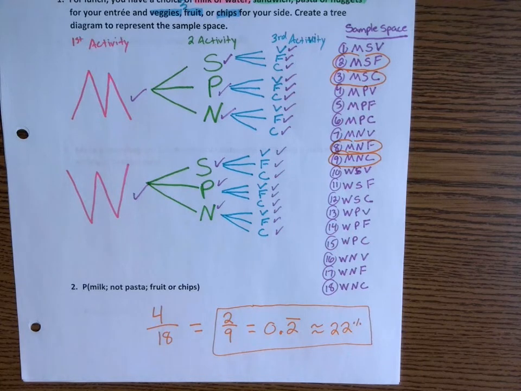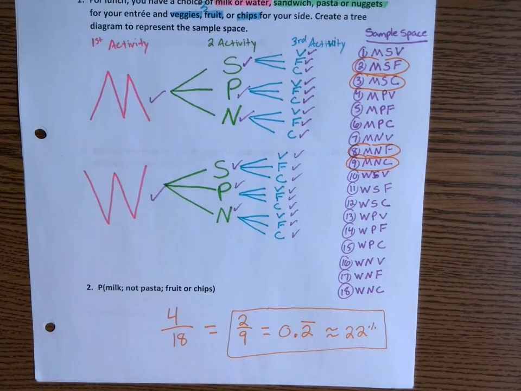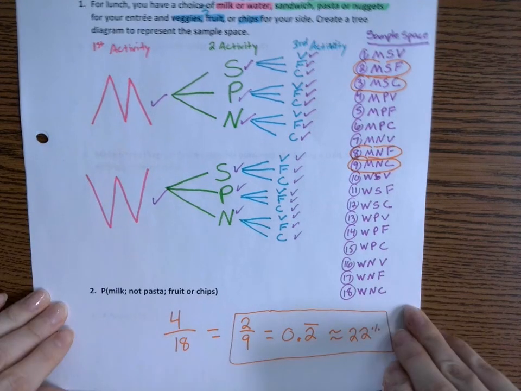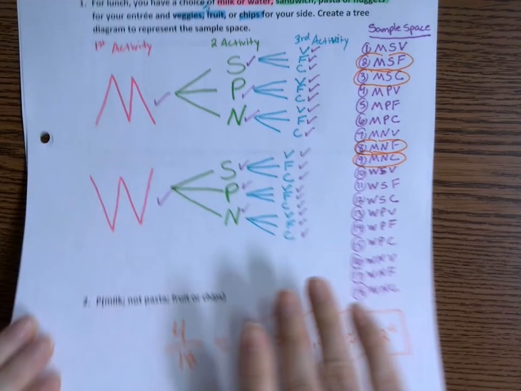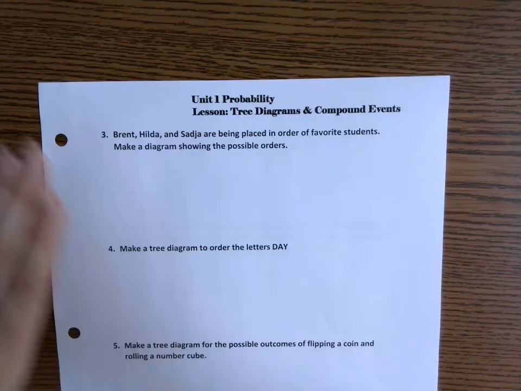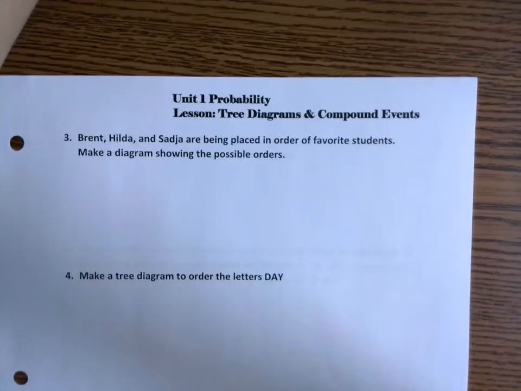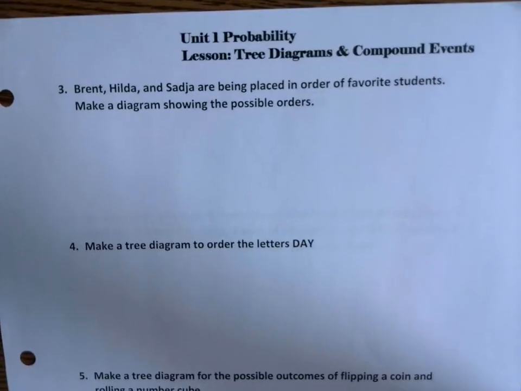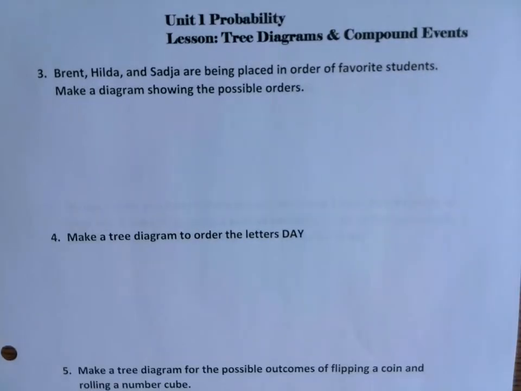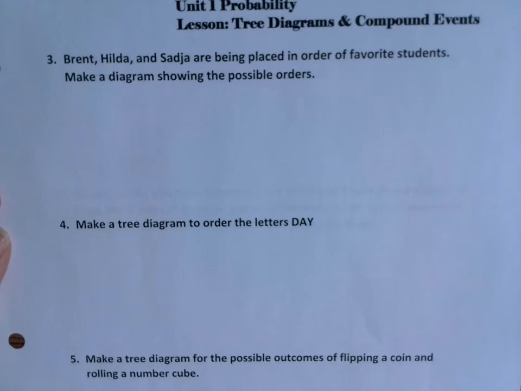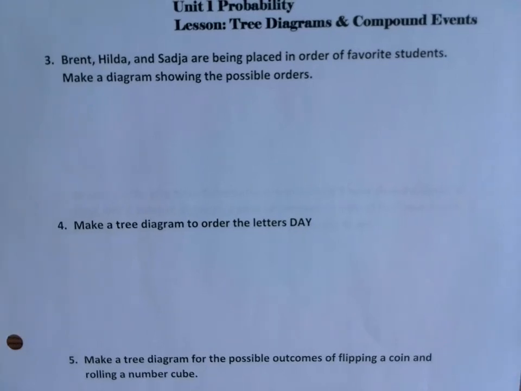Let's go ahead and move on. So Brent, Hilda, and Saja are being placed in order of favorite students. Okay, place in order of favorite students. So we're going to make a diagram showing our possible orders. So again, if I'm placing them in order of favorite, once I choose one of them, can I choose them again? No, you cannot choose them again. Once I choose that person as my number 1 favorite, they can no longer be my second favorite or my third favorite because they've already filled the spot of number 1.